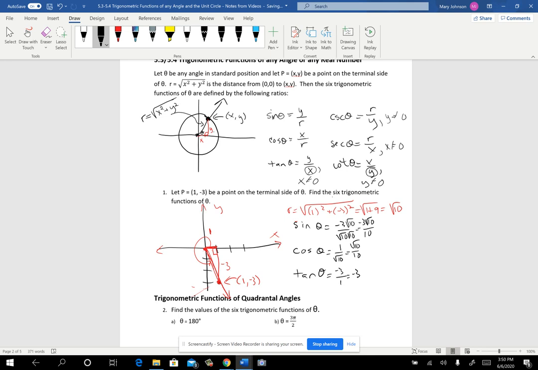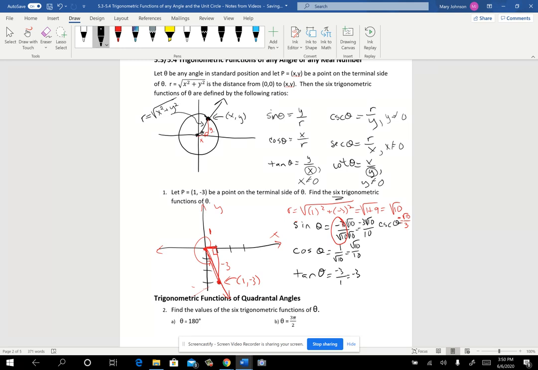All right, now this one did say to find the 6 trig functions. So that means we'd also need to do the cosecant. So cosecant of theta, and cosecant would be the reciprocal. So it's good sometimes to go to that step right there, and you can kind of see it's going to be square root of 10 over 3 and make it negative. Negative square root of 10 over 3.